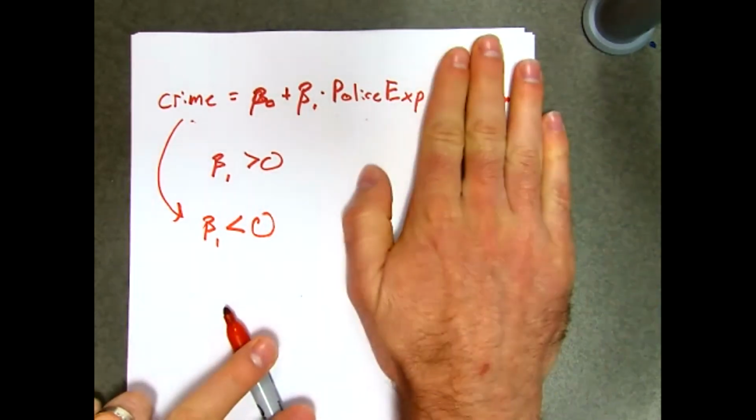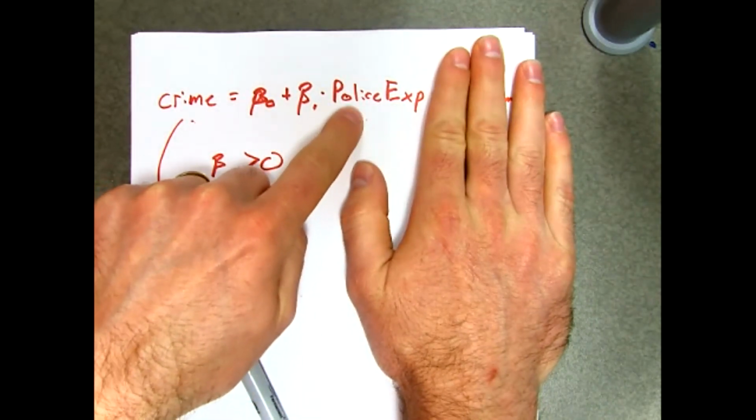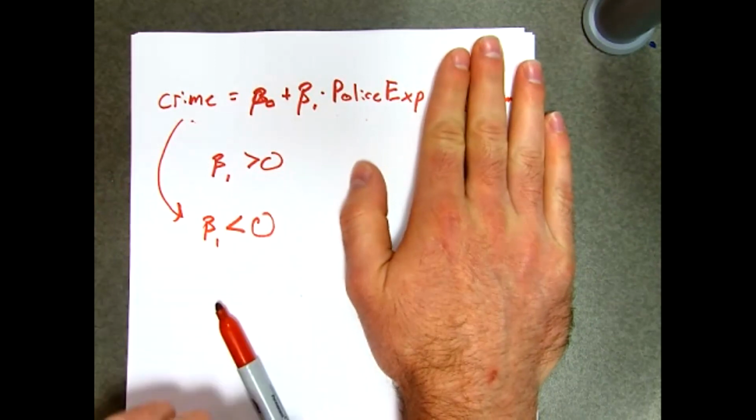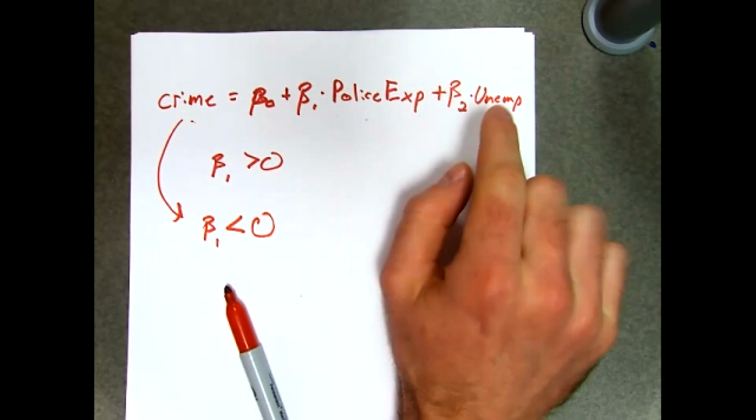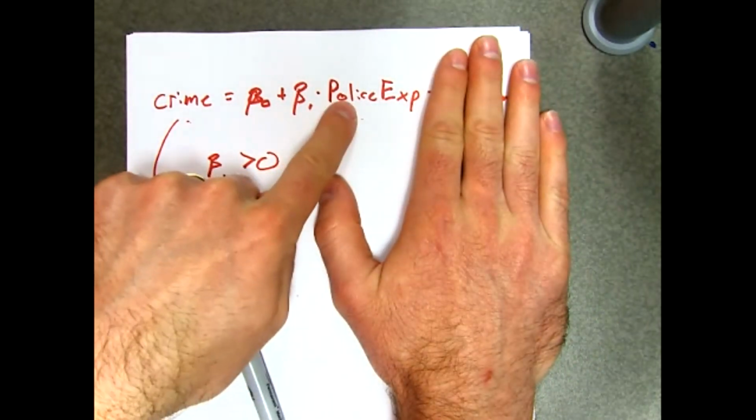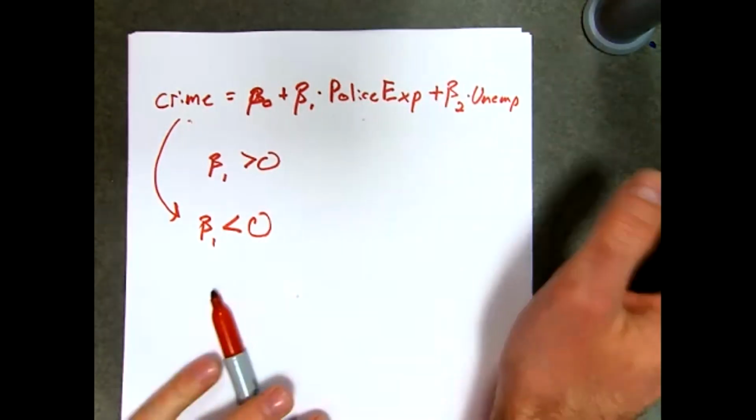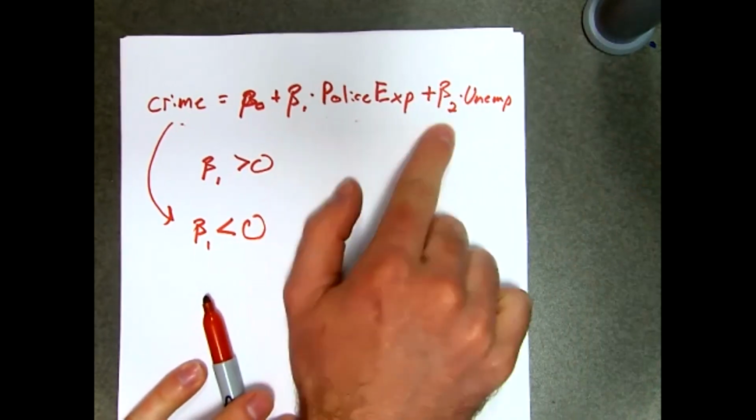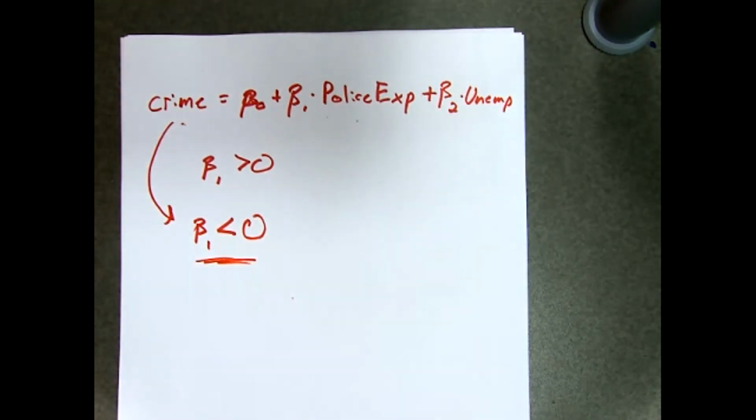And before, when I was leaving this out, I was picking up not only the effect of police force expenditures, but also any variable I left off the right-hand side that was correlated with that. So if I leave out unemployment, I was actually picking up the relationship of not only police force expenditures, but also the unemployment rate. When I include it in my regression, I'm no longer picking up the effect of the unemployment rate in my coefficient. And so I'm getting a more accurate representation of the relationship between crime and police force expenditures.